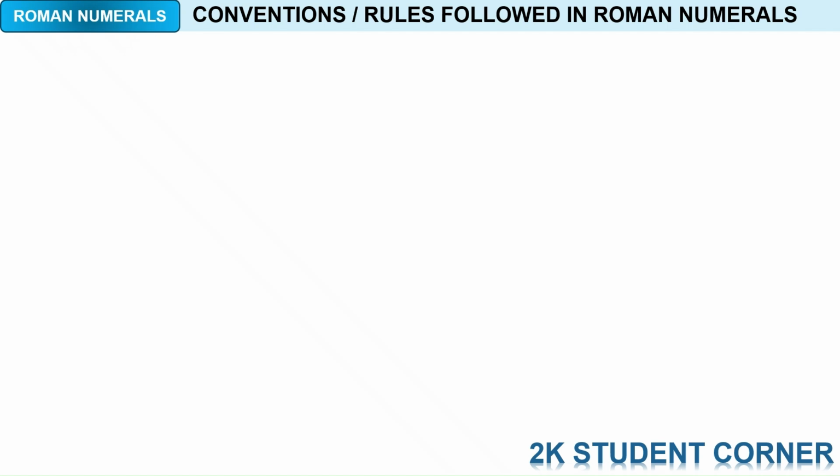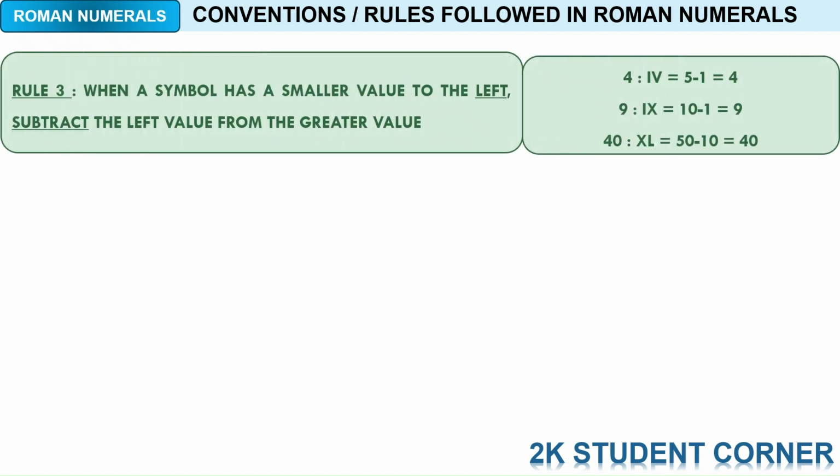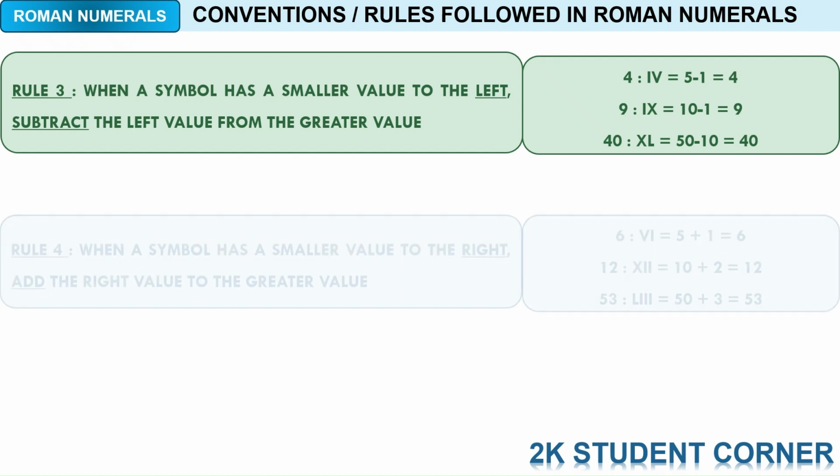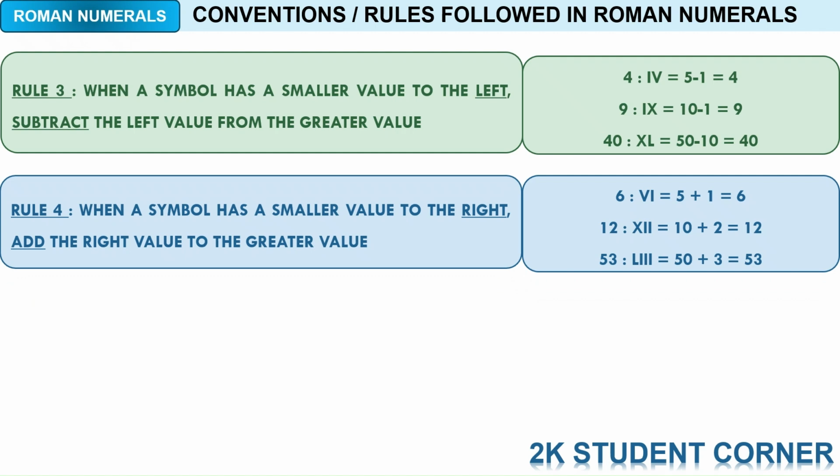Rule 3. When a symbol has a smaller value to the left, subtract the left value from the greater value. Fourth rule. When a symbol has a smaller value to the right, add the right value to the greater value. For example, in 12, I has smaller value compared to X and lies right of X.